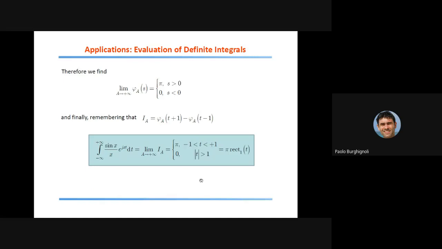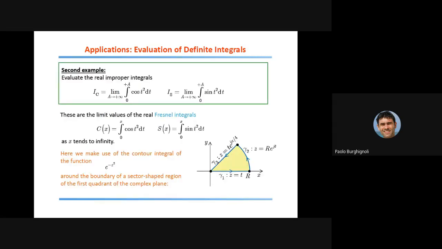Another example to finish, another kind of real integral, which can be calculated by means of the residue theorem, the so-called Fresnel integrals, which occur in diffraction theory. For example, in diffraction from a half plane of an electromagnetic or acoustic wave by an opaque half plane, we have two of those Fresnel integrals. One contains the cosine of t squared inside the integral, which goes from 0 to a, and again we are interested in the limit when a goes to infinity. The other one contains the sine of t squared.